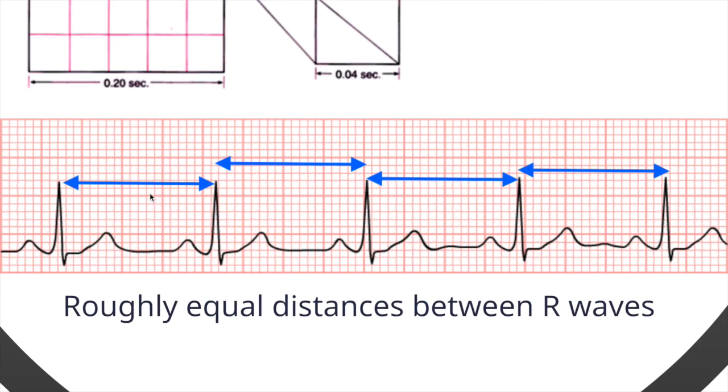Sometimes they can be all over the place, but there's a set pattern to it. For those ones, if there's a set pattern, you say regularly irregular rhythm. Sounds weird, but that's just how you have to do it.